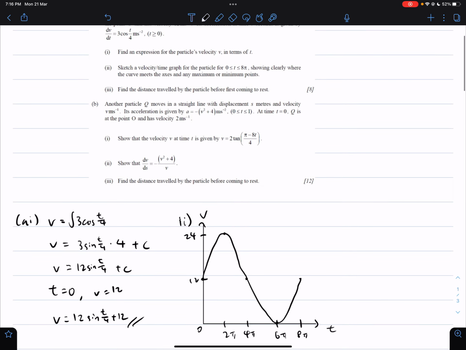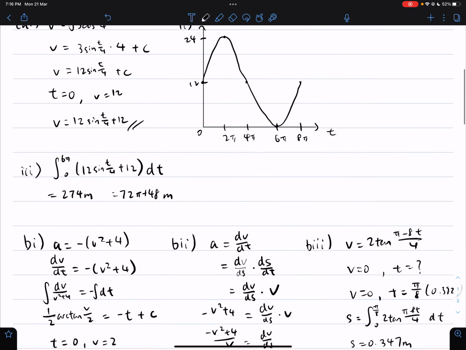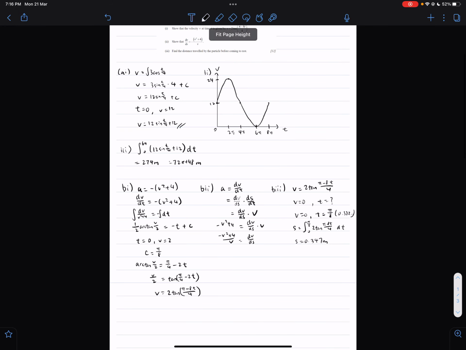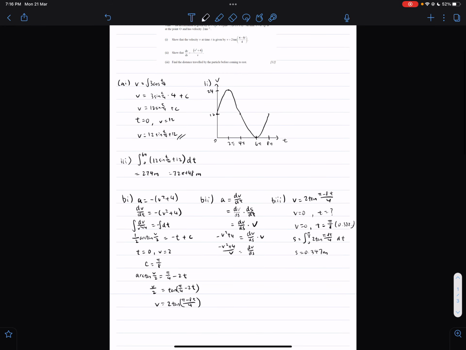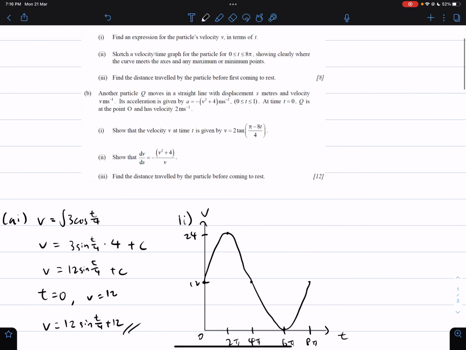Basically, this is a standard IB question. This is 20 marks. And once again, this is a kinematics question that encompasses everything from sketching graphs to differentiation and integrals. And yeah, so thank you for listening.